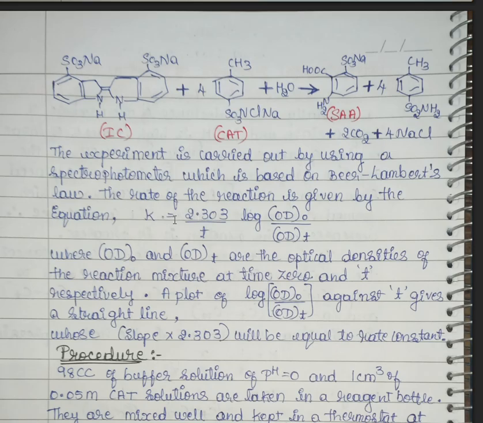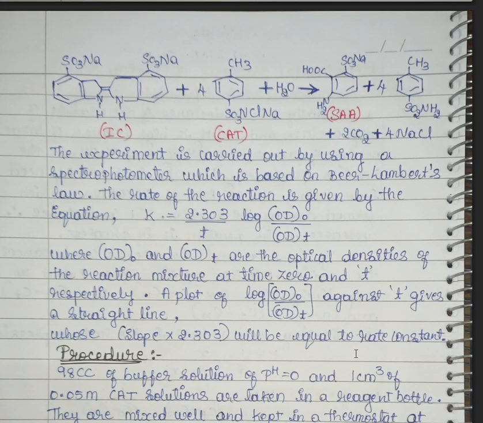We have the equation k is equal to 2.303 by t log of OD naught divided by ODt, where t is the time, and OD naught and ODt are the optical densities of the reaction mixture at time t is equal to 0 and time t respectively. We plot a graph of log OD naught divided by ODt against time t, which gives a straight line. When the slope value is multiplied by 2.303, we get the rate constant.